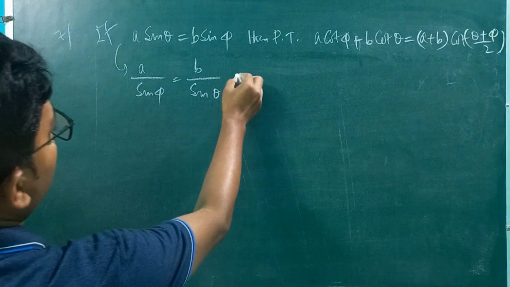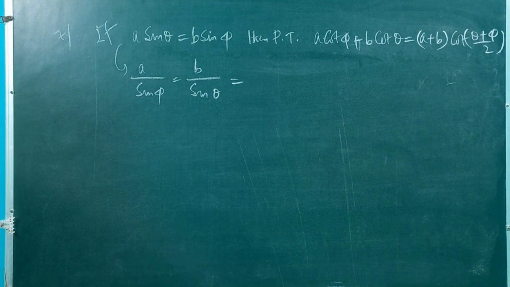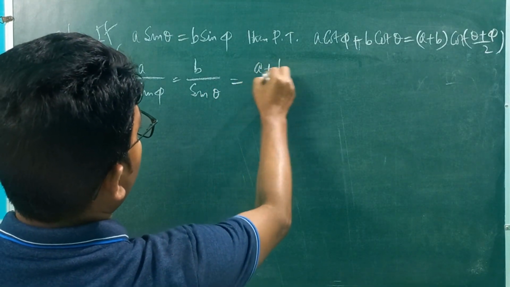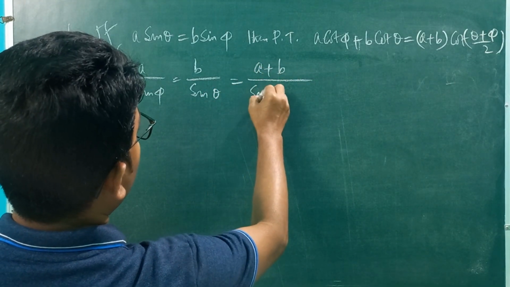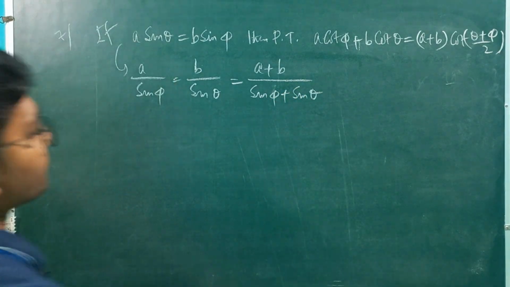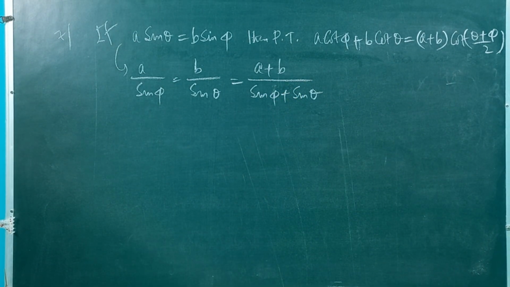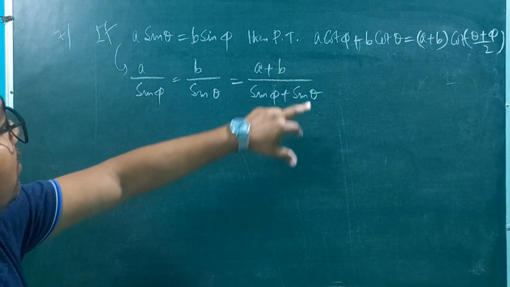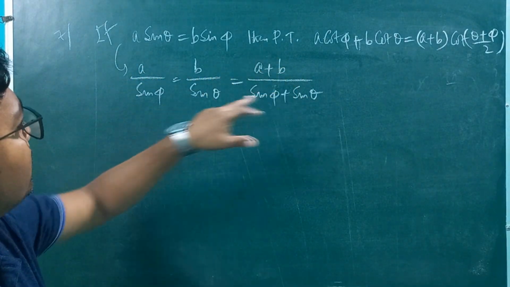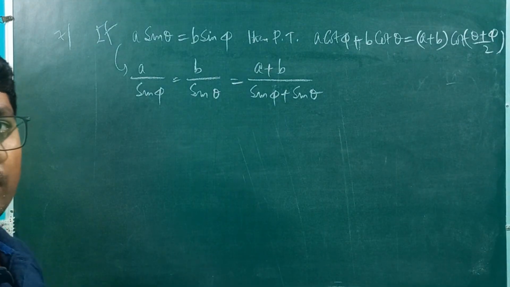You know, it's a property of ratio and proportion. A by sin phi equal to b by sin theta equal to, you can write here, a plus b by sin phi plus sin theta. That is a property of ratio and proportion. Each ratio will be equal to this ratio, that is, sum of the numerators by sum of the denominators.